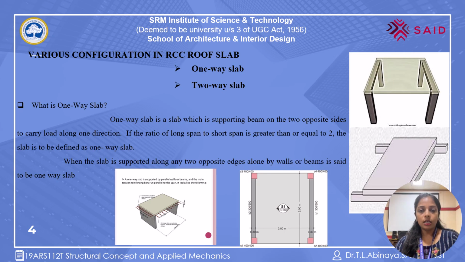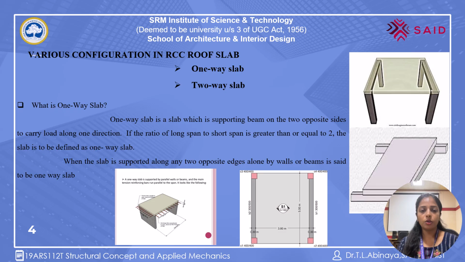You can see the one-way slab. These are the example pictures attached here. What is a one-way slab? The one-way slab is supported by the beam in two opposite directions, to carry a load along one direction. If the ratio of the large span to the short span is greater than or equal to 2, the slab is defined as a one-way slab.